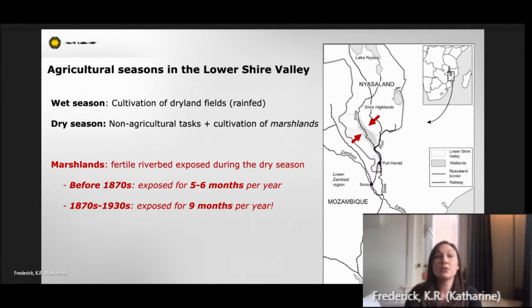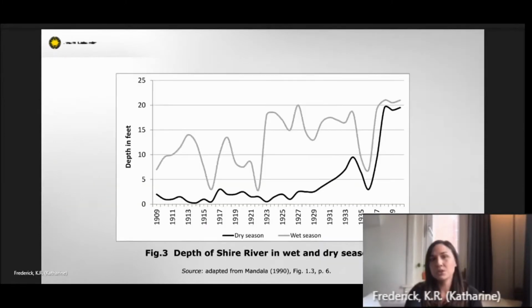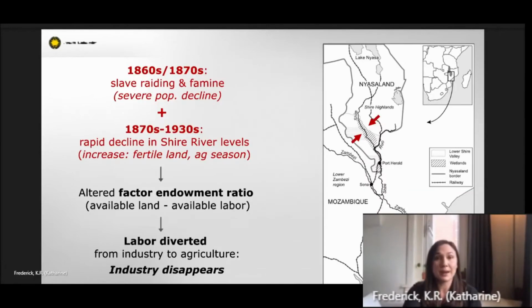So this means there's a lot more land available to farm in these communities for a longer period, which extends the length of the agricultural season. And what we can see here is actually the extent of how low the river becomes during this period, sometimes not even reaching a foot in depth. So this is a lot of available fertile land that suddenly arrives around the 1870s.